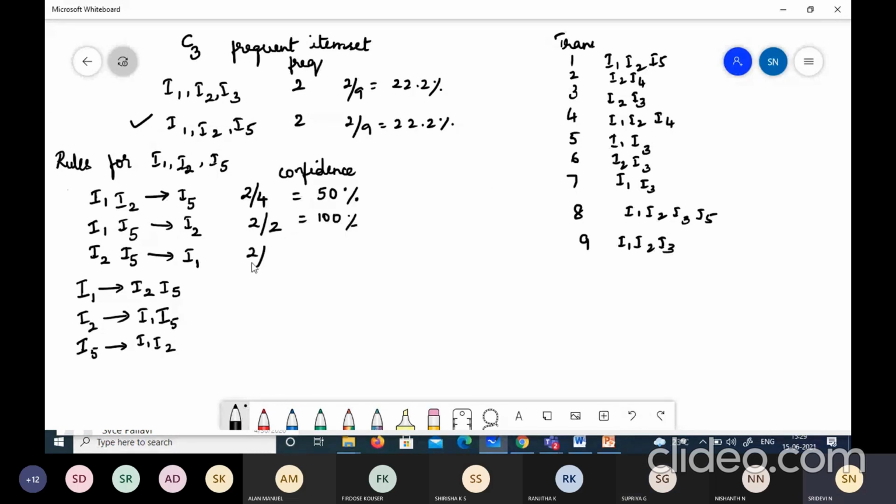For the next one, 2 by, support value will be same. We have calculated here already. Only this will change, because we have just done combinations here. So support will be same for the whole thing. Only this left side will differ, and that you have to tell me here. For this, I2, I5.